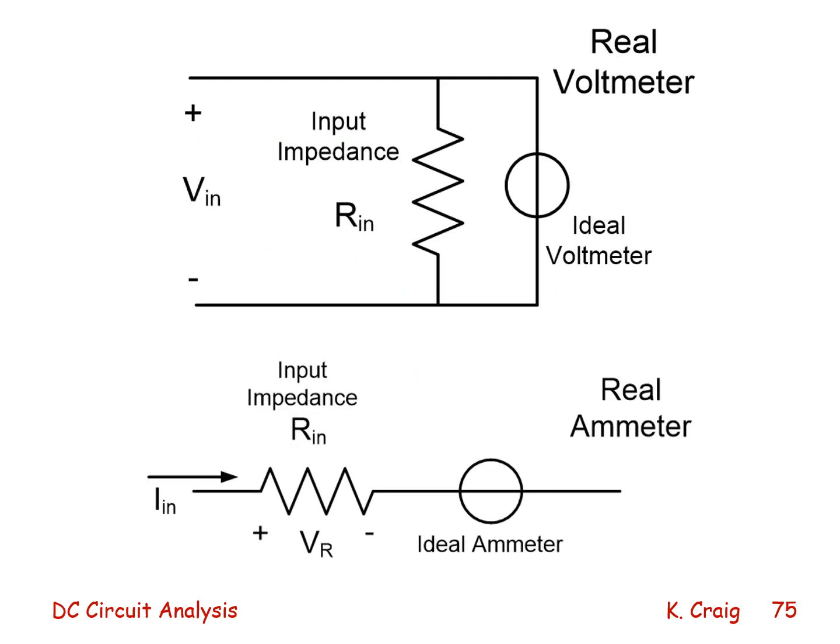Here we see a picture of a real voltmeter, which consists of an ideal voltmeter and an input impedance, Rin. Here we see a real ammeter, which consists of an ideal ammeter and an input impedance, Rin.